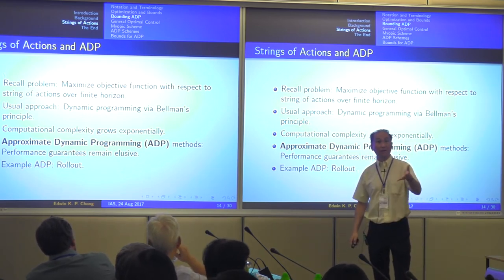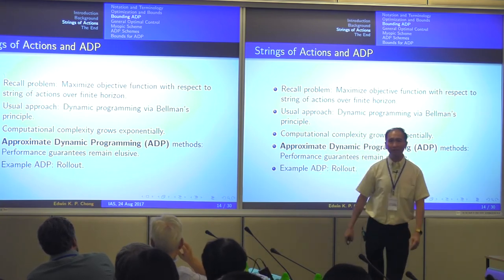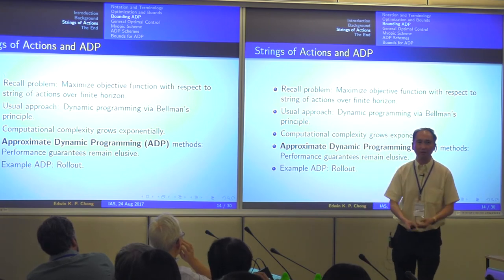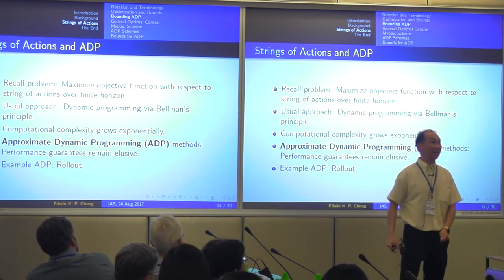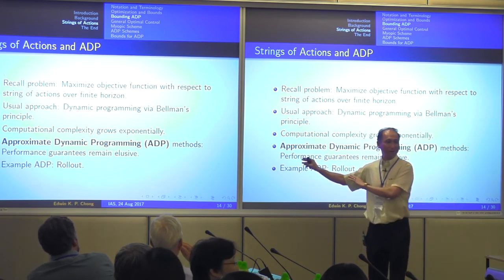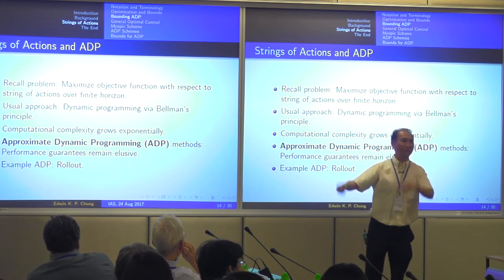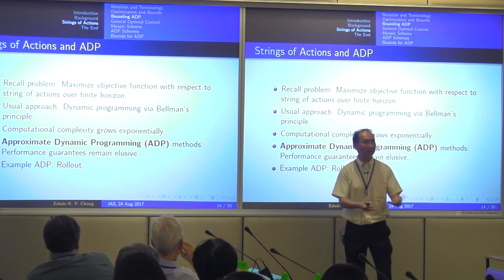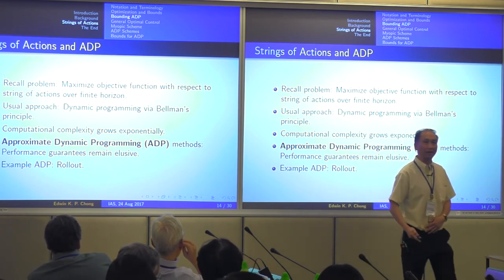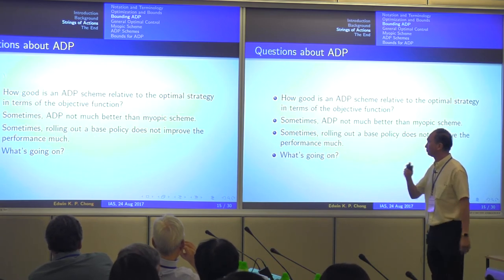Now, one example ADP that people familiar with Professor Ho's line of work would find appealing is a scheme called rollout, because rollout simply involves essentially simulation optimization at each step of doing approximate dynamic programming. You have to compute the argmax of the expected value of something, and the typical way of doing it is by simulation, and that's what rollout is. Okay, it's an example of an approximate dynamic programming scheme. There are other examples, of course.